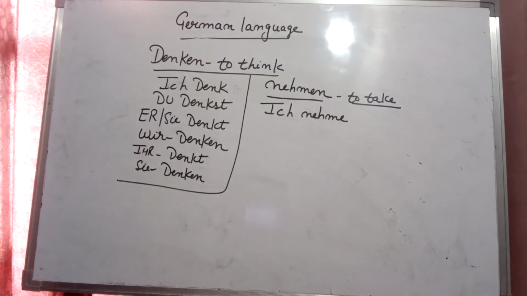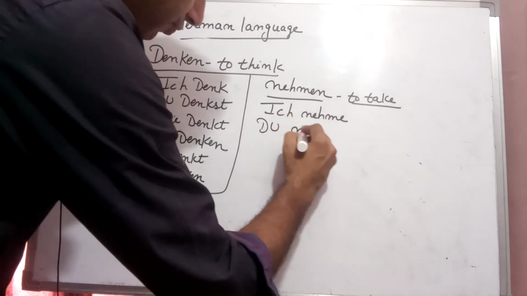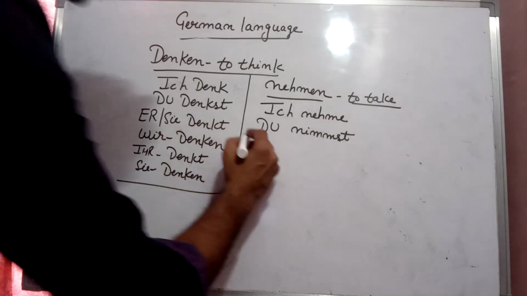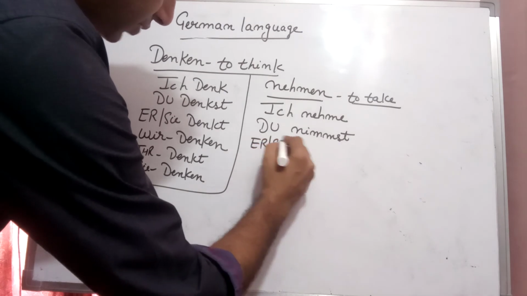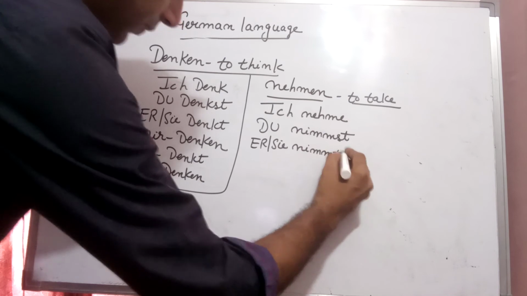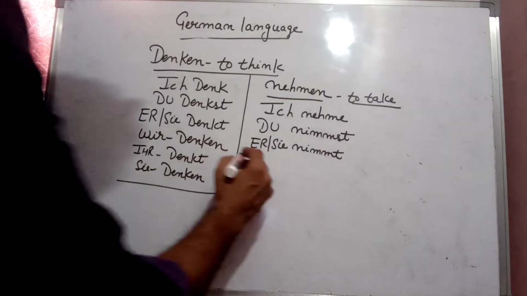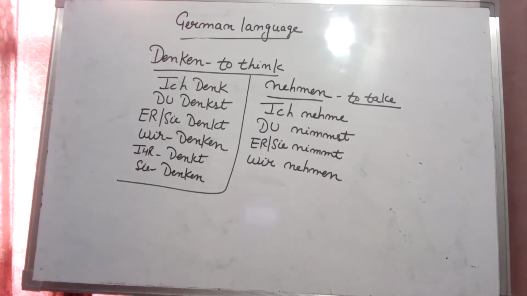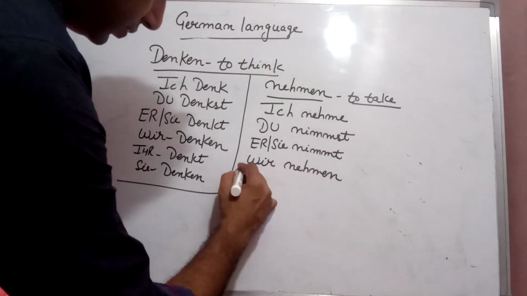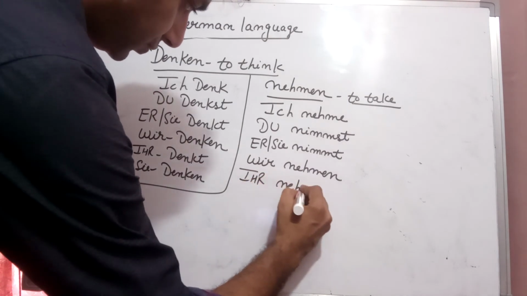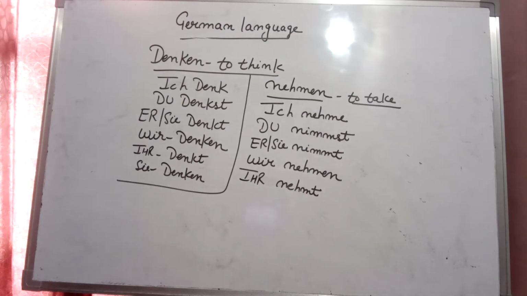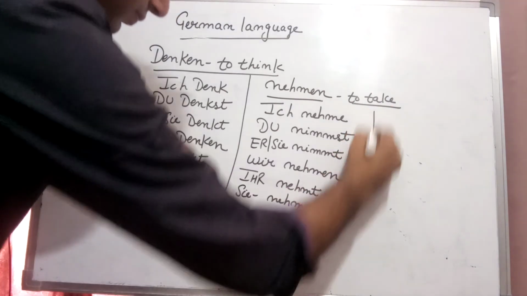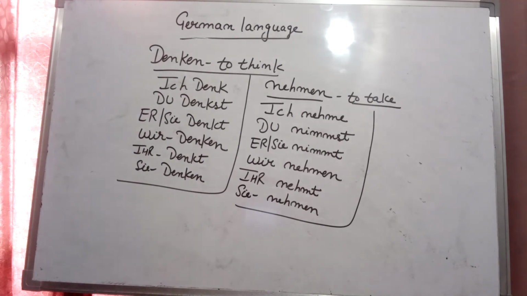Okay. Du nimmst. This is basically an irregular verb. Okay. Sie nimmt. Then we have wir nehmen. Then we have ihr nehmt. Is it clear to you? And sie nehmen. So basically these are the verbs which I am giving to you.